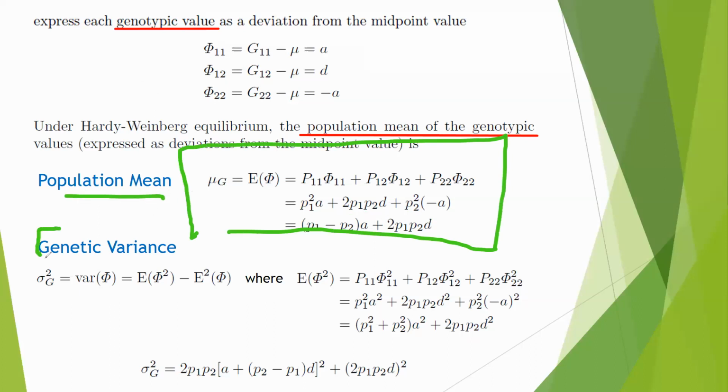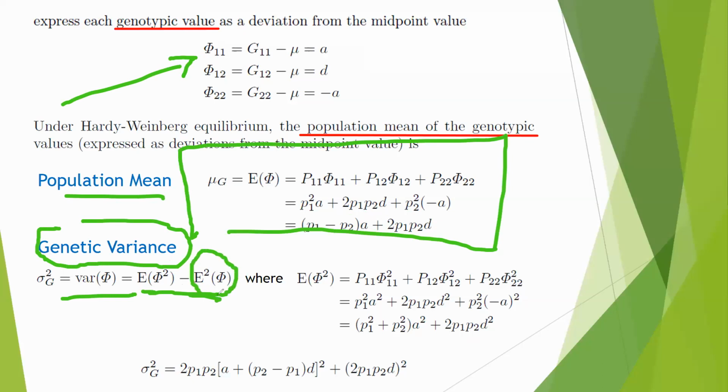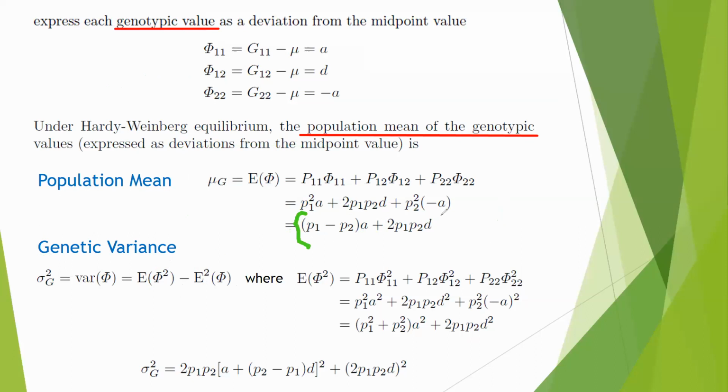And we also want to calculate the genetic variance, which is the variance of the genotypic value. We knew the formula, and then we just need to calculate these 2 terms and take the difference. This one means the expected value squared. This is the expected value, and if you put everything in the parentheses and square it, that's the term here.